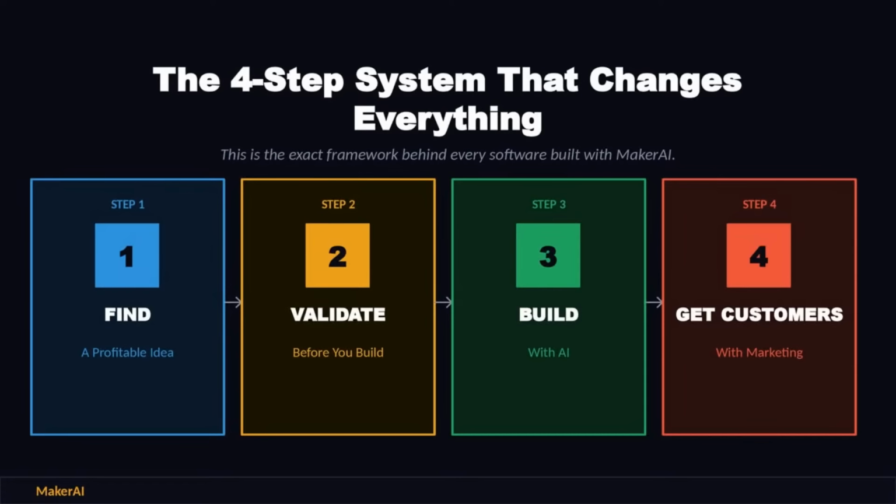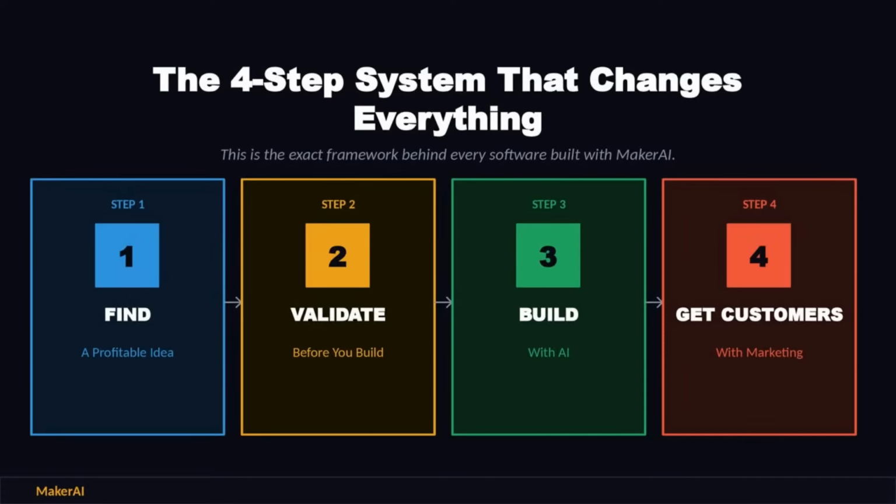Now, as we get closer to starting the demo, this is what we're going to go through today. This is the 4-step system that we are going to show you today that changes everything. Number 1 is you have to have an idea, right? Something profitable. Number 2, we need to validate that idea. We need to make sure this is even a good idea before we actually go and build it. And then number 3, we actually build it using AI.